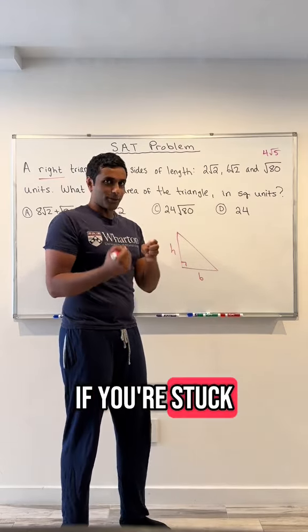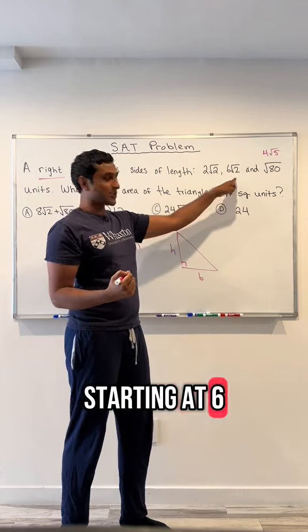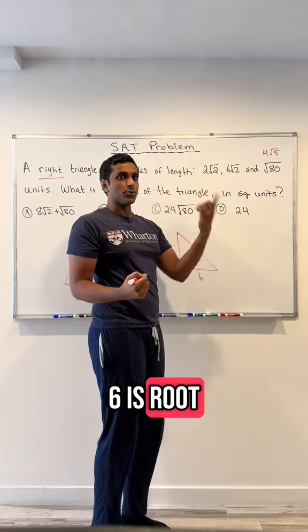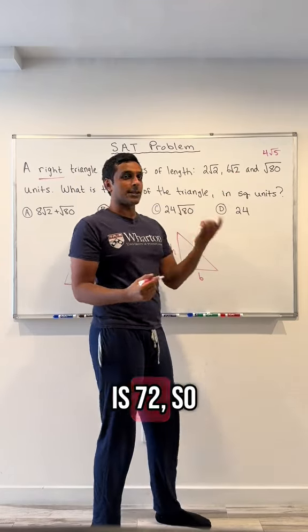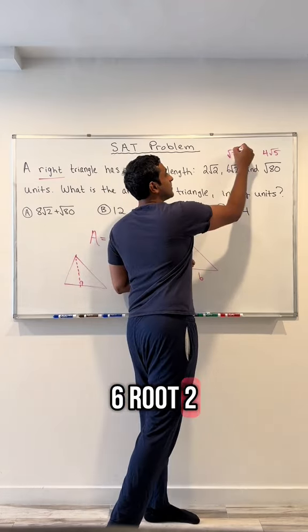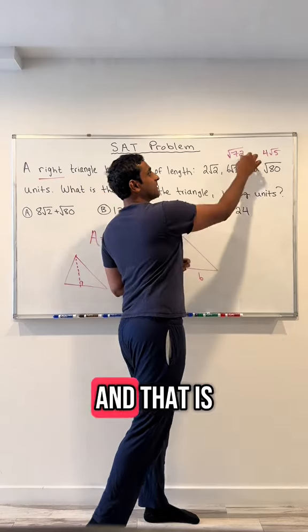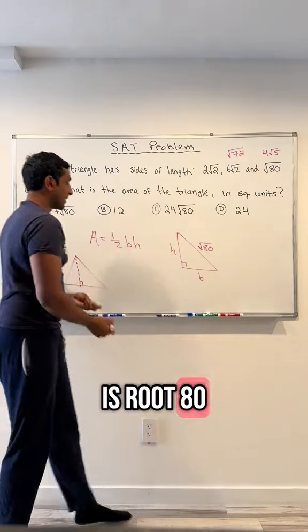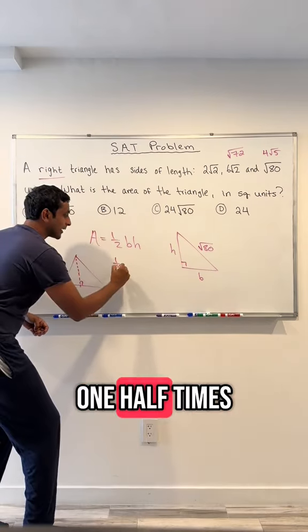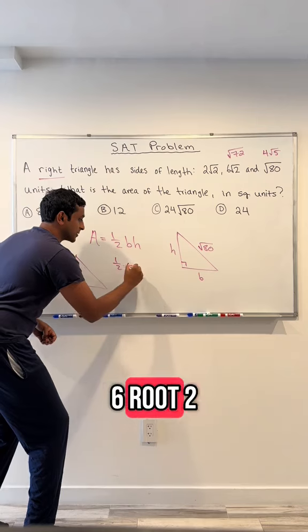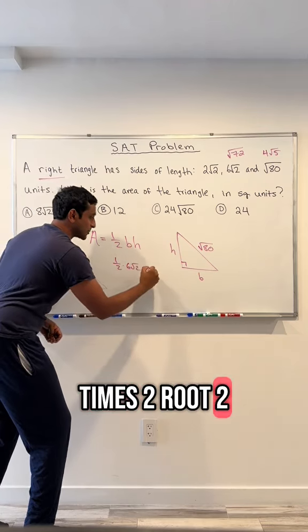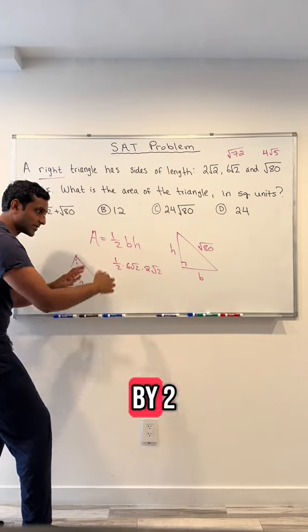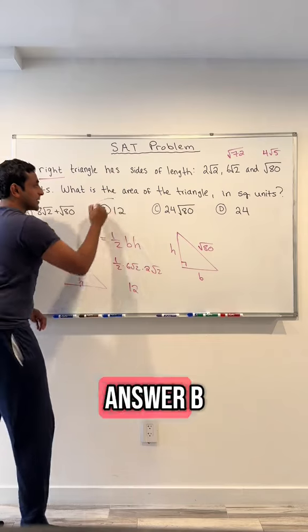So if you're stuck here, the real trick is to go the other way, starting at 6 root 2. So how do I turn 6 root 2 into something that looks like root 80? Well, 6 is root 36, so 36 times 2 is 72, so 6 root 2 is root 72. And obviously that is less than root 80, which means the hypotenuse is root 80. And the area of the triangle is 1/2 times 6 root 2 times 2 root 2. And that is 12 times 2 divided by 2, so that is 12, which makes the answer B.